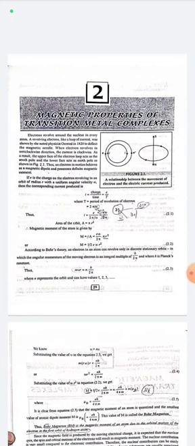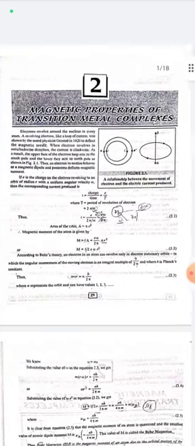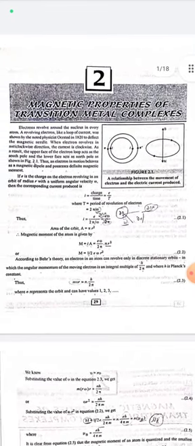Electrons revolve around the nucleus in every atom. A revolving electron, like a loop of current, was shown by the noted physicist Oersted in 1820 to deflect the magnetic needle. When an electron revolves in an anti-clockwise direction, the current is clockwise. As a result, the upper face of the electron loop acts as the south pole and the lower face acts as the north pole, as shown in figure 2.1. Thus, an electron in motion behaves as a magnetic dipole and possesses a definite magnetic moment.